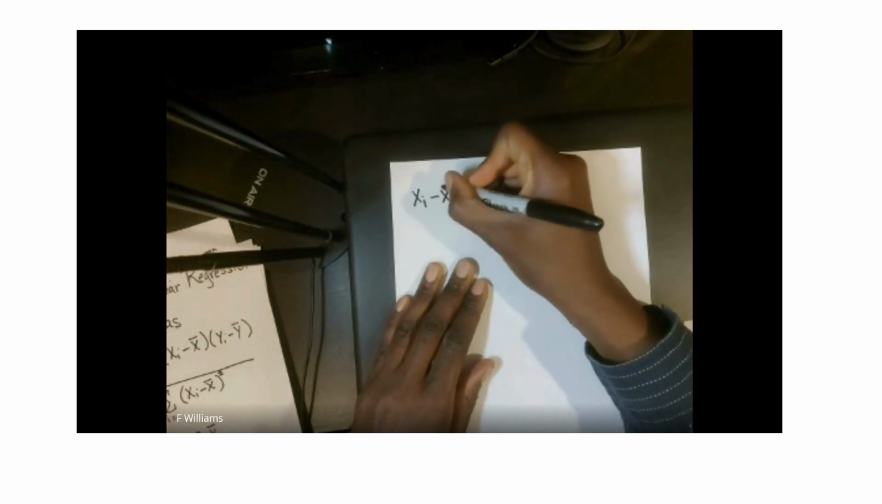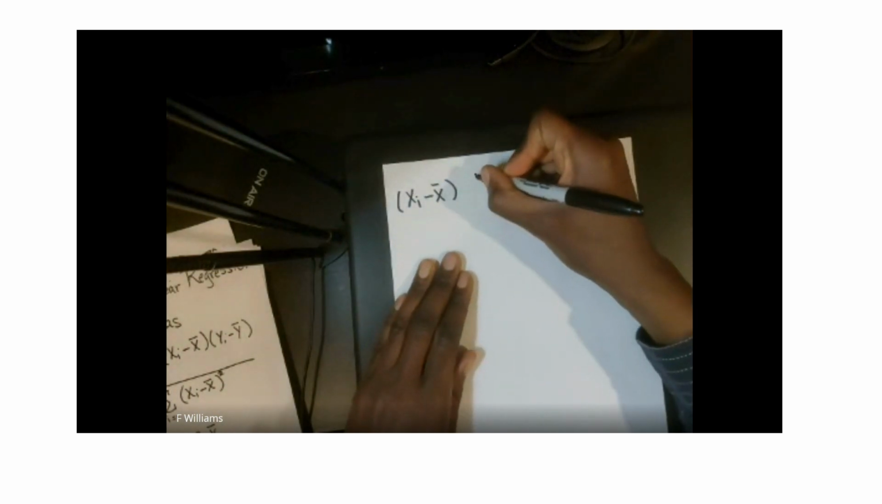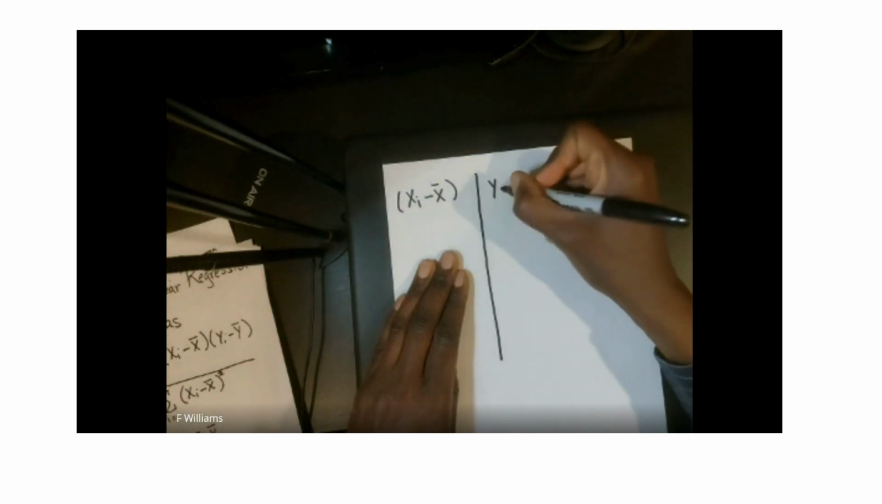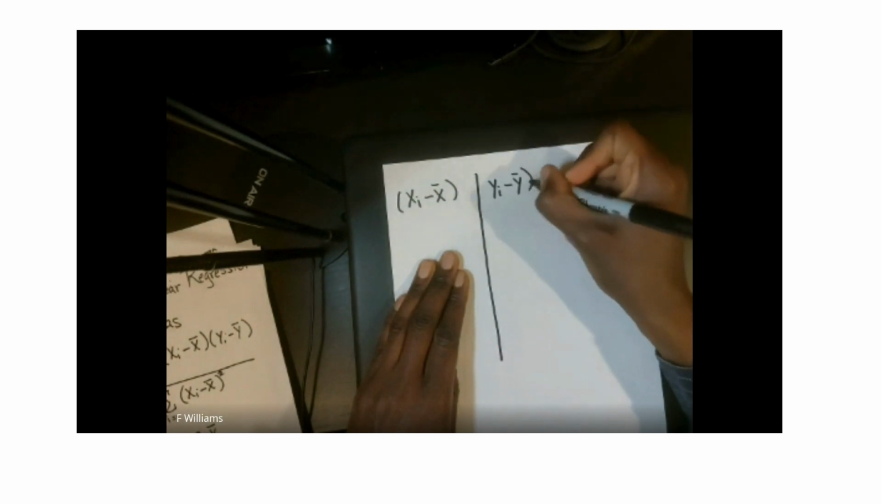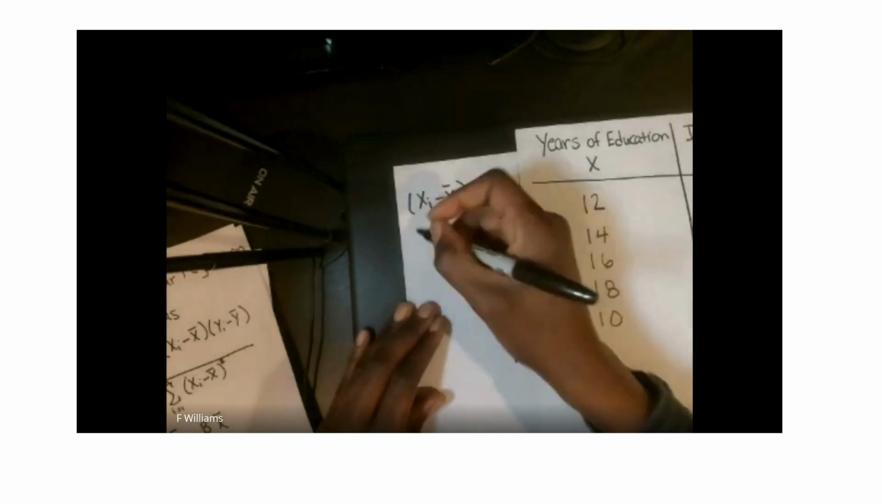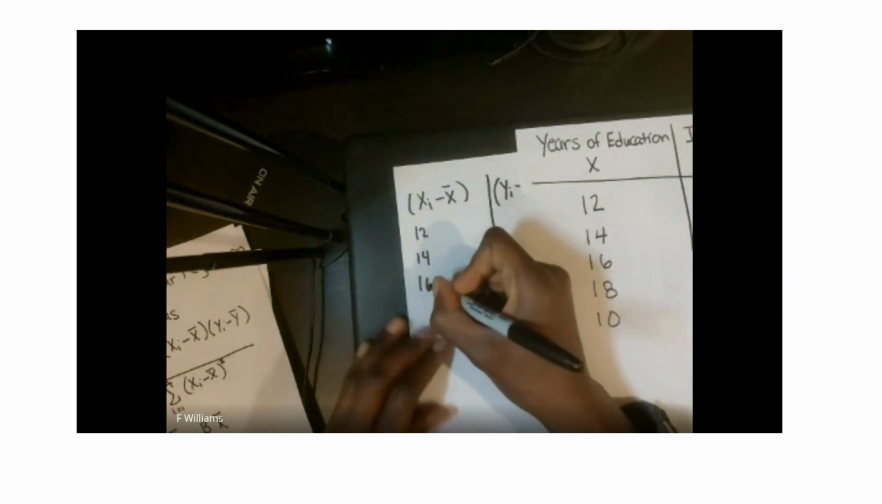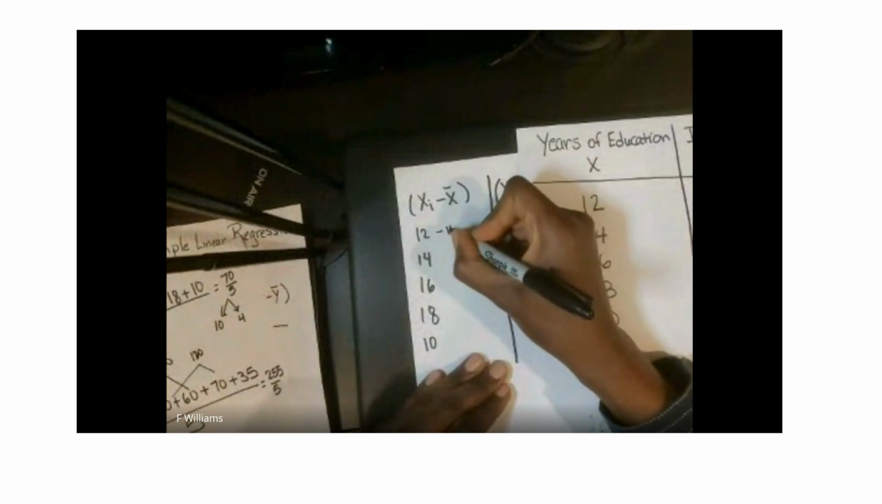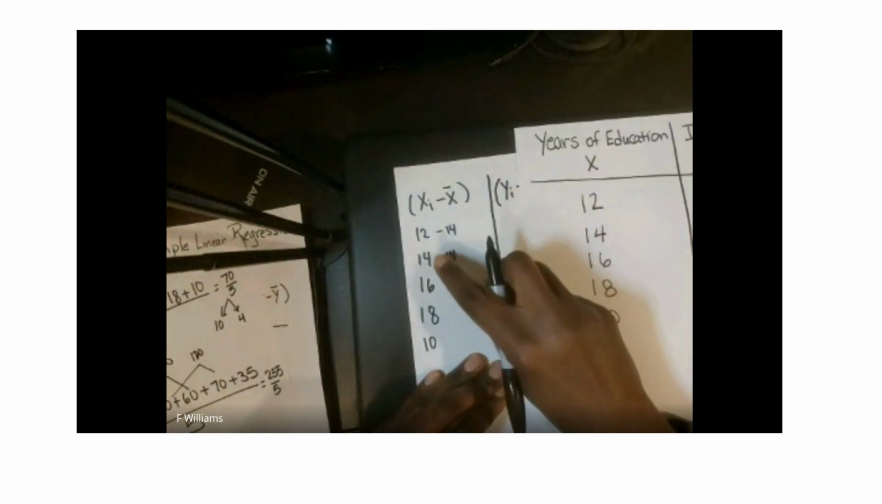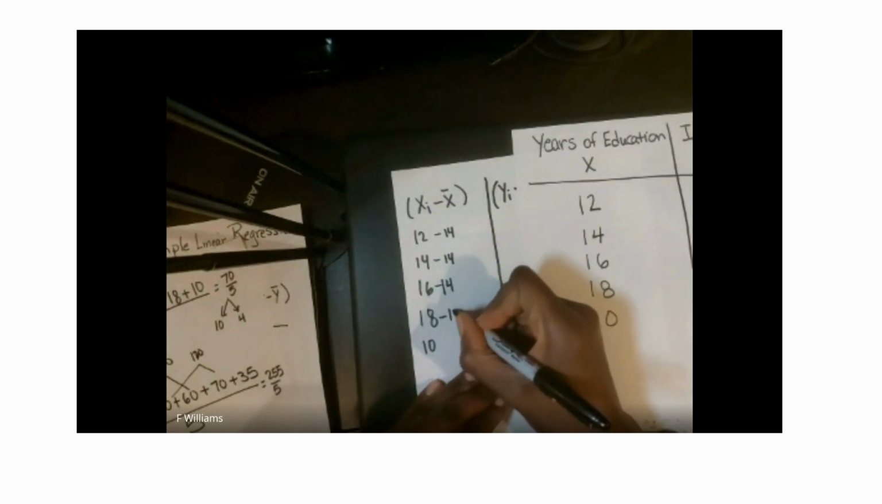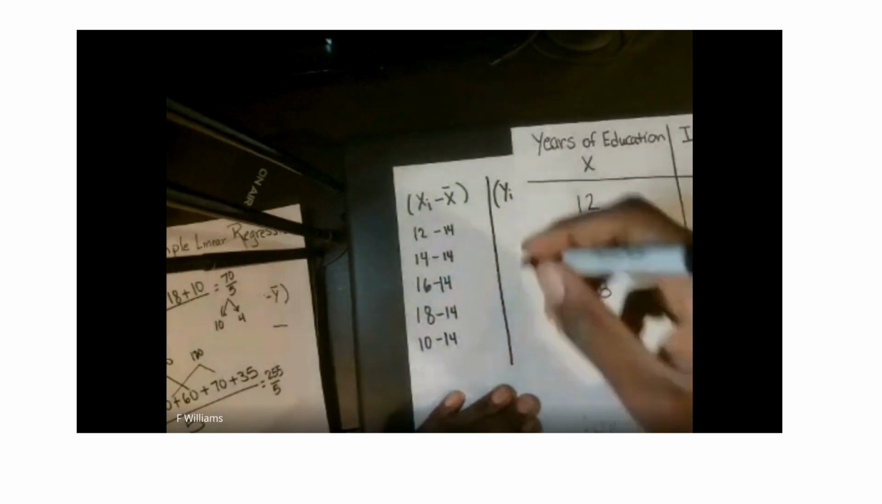I'm going to take this xi minus x bar. That's going to be one line. And we have our yi minus our y bar. That'll be another line. What's nice is that we can use the information from our table to fill out this whole line here. So this entire thing is 12, 14, 16, 18, and 10. Remember your x bar was 14. So where it says x bar, we put our 14, minus 14 all the way down. This minus sign is coming from the formula. Minus 14, minus 14.